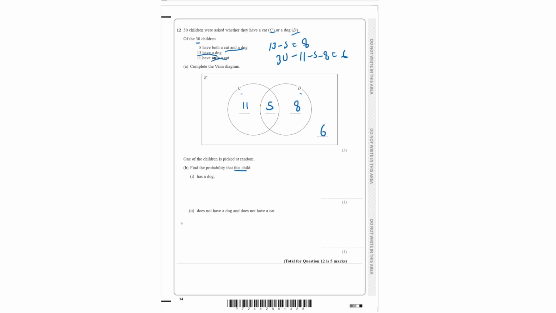So we already have here 13 have a dog. So we can write here 13 over the total amount of children, which is 30. So we can write here 13 over 30. Write down the probability that this child does not have a dog and does not have a cat. We can already see here that 6 children do not have a dog or cat. So we can simply write 6 over 30. So over here, 6 over 30.